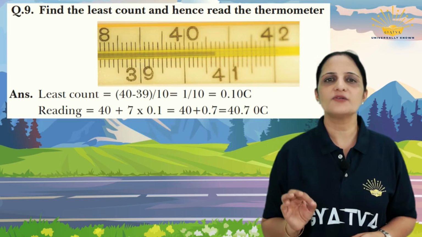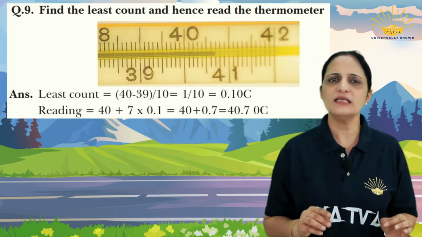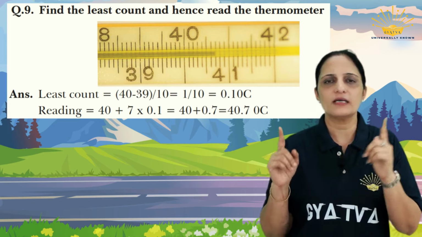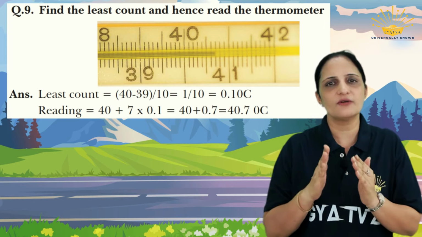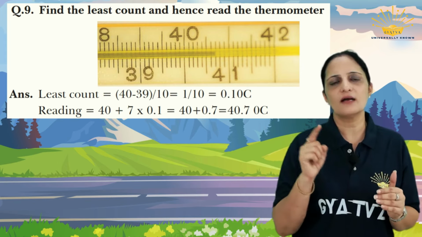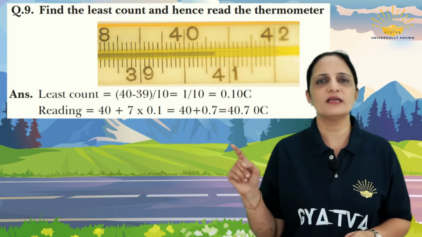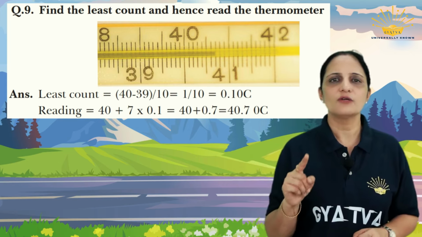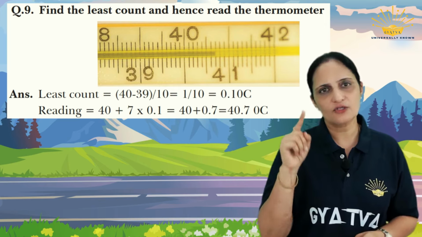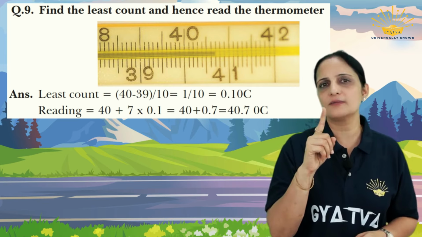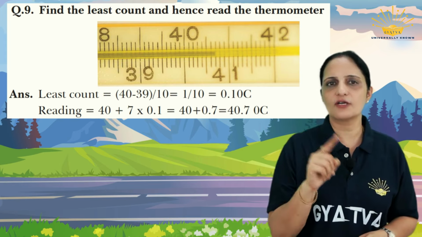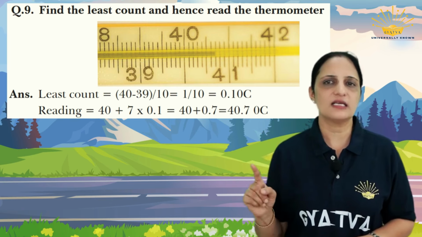Find the least count and hence read the thermometer. Again same way, कोई भी दो रीडिंग्स को आप नोट कर लो. जैसे हमने 39 और 40 को पकड़ लिए, इन दोनों रीडिंग्स को पकड़ लो. इन दोनों के बीच में कितनी नंबर ऑफ डिविजन्स हैं? 10. So that will give you, 40 minus 39, that is 1 upon 10, that will give you 0.1 degree Celsius. So it reads what? 40 plus 7 into 0.1. 40 तो मेन स्केल रीडिंग है और बाद में डिविजन्स को काउंट करो और एक डिवीजन किसके बराबर रीड कर रही है? 0.1. तो 7 into 0.1 कितनी होगी? 0.7. Plus 40 will give you 40.7 degree Celsius.